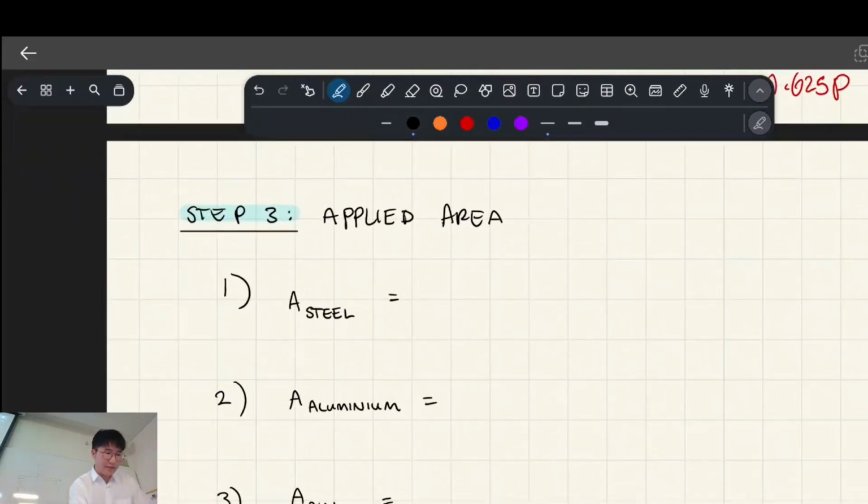Next is applied area. Let's see if my laptop's left.